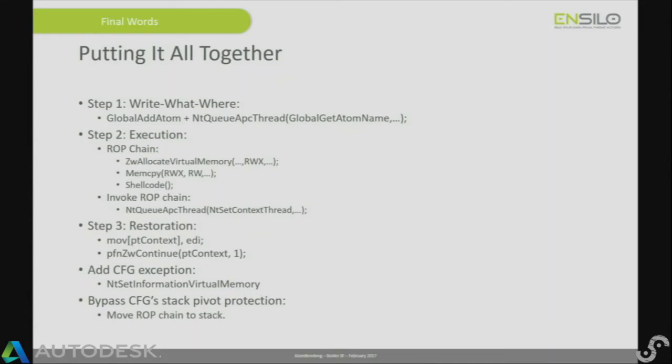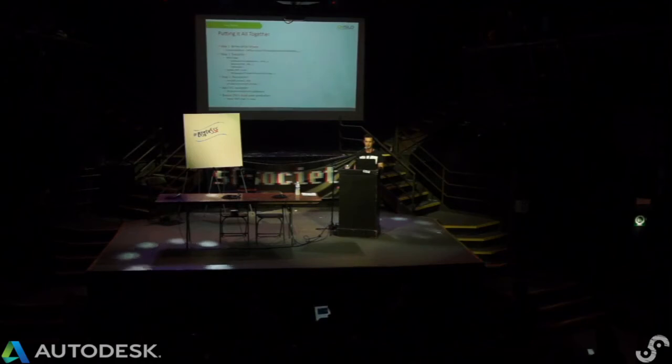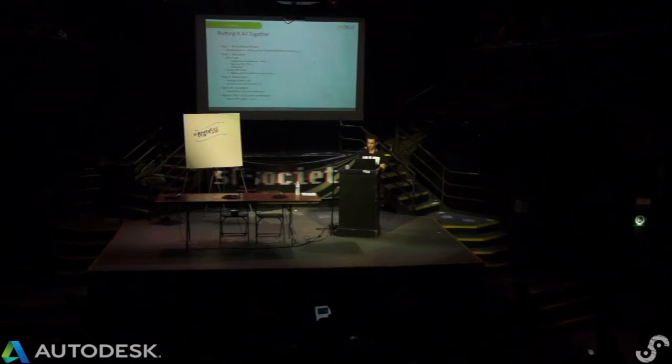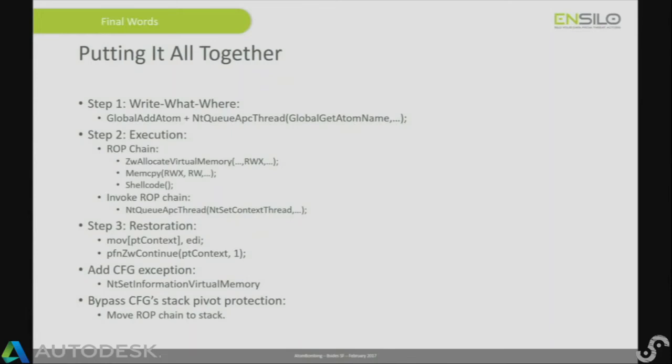Step number two is execution. We used a little return-oriented programming to allocate some executable memory, copy the shellcode that we wrote to read-write memory into the newly executable memory, and finally execute our shellcode. To invoke the ROP chain, we used NtQueueApcThread again, this time passing it a pointer to NtSetContextThread, which diverts the execution to the return-oriented programming, which eventually leads to the execution of the shellcode. Finally, to restore execution and leave no footprints behind, we copy the value stored in EDI, which is the original context.